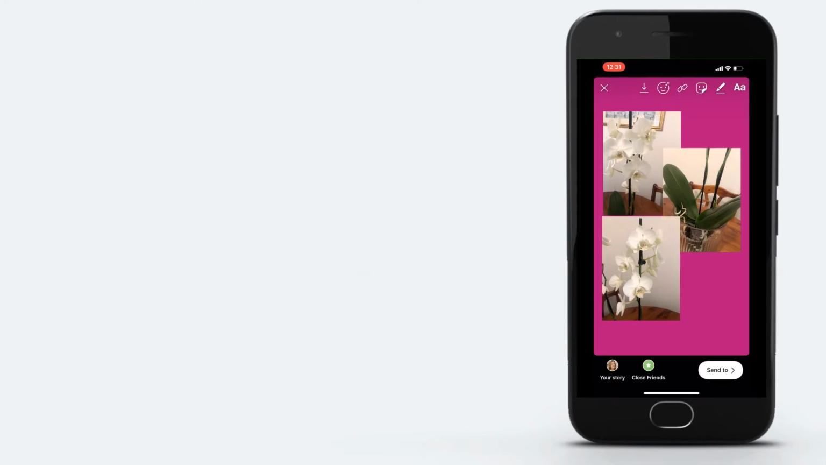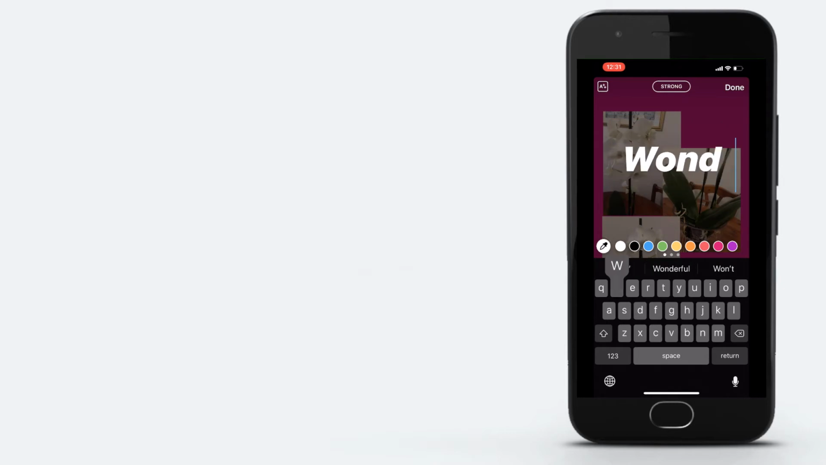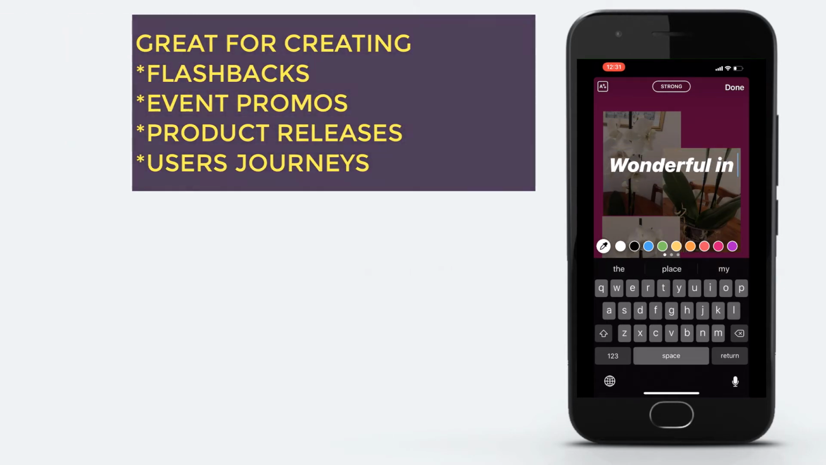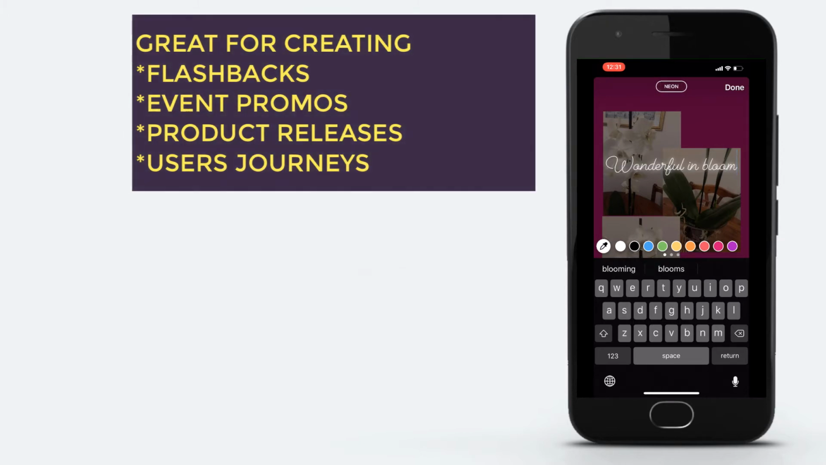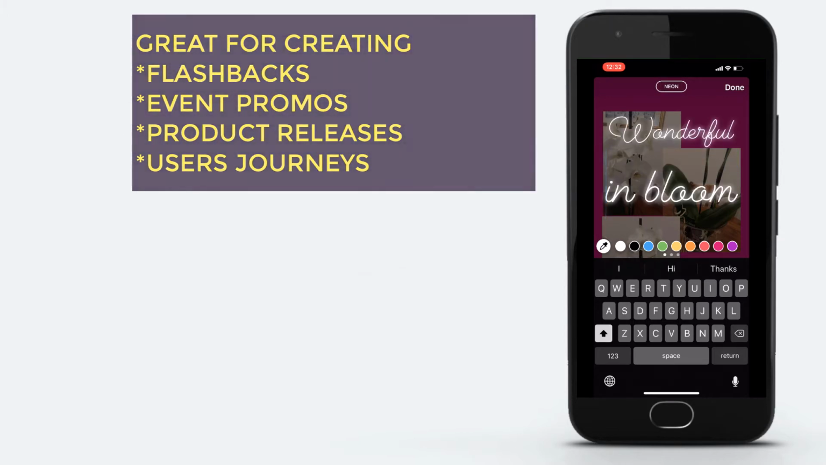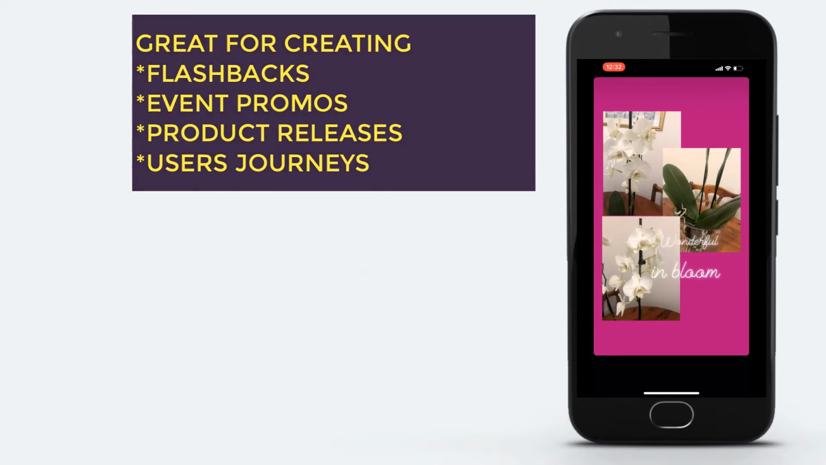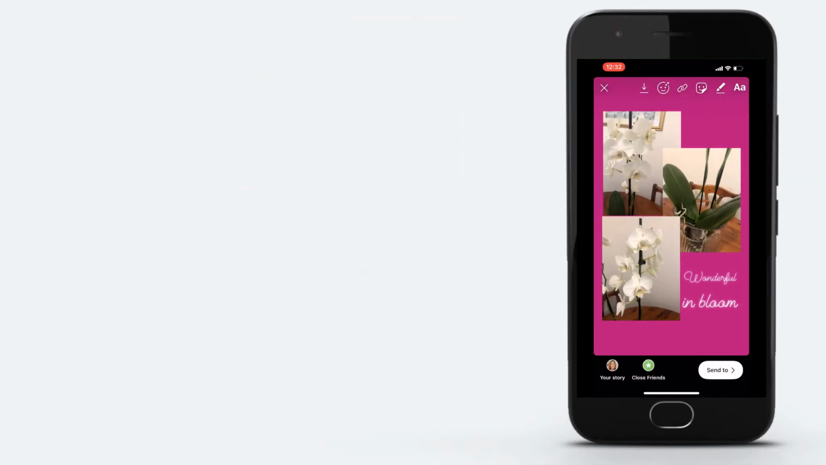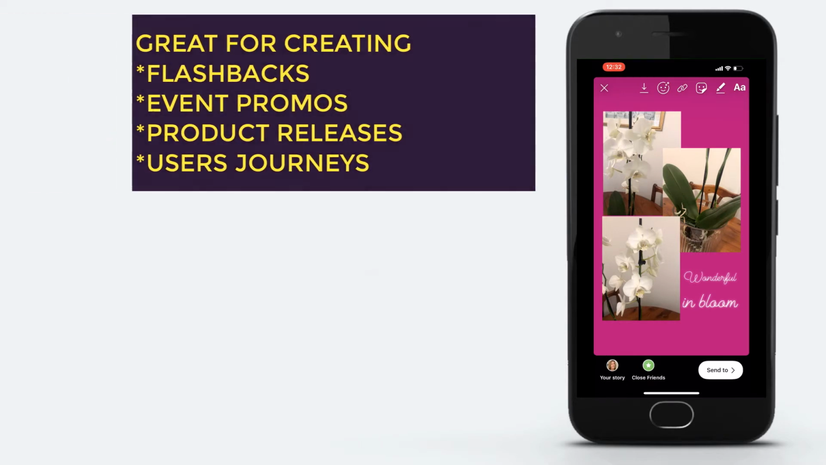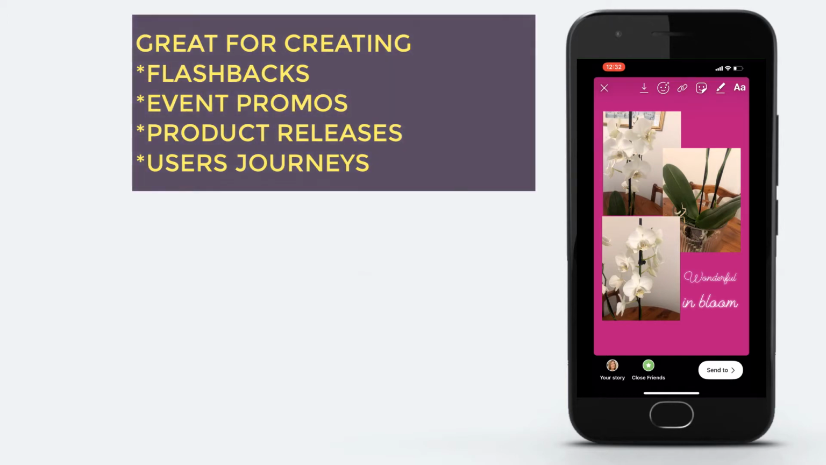And then you can write something like wonderful in bloom. And then you can change the text to match your feeling. And bring that down here, bring it into the corner. And there you have a 3 picture collage inside your story. And that's going to wow your fans, especially if you have a product, so you can do 3 product pictures, or if you have a sequence of where you've created something, so you can have a sequence of 3 images on your Insta story.